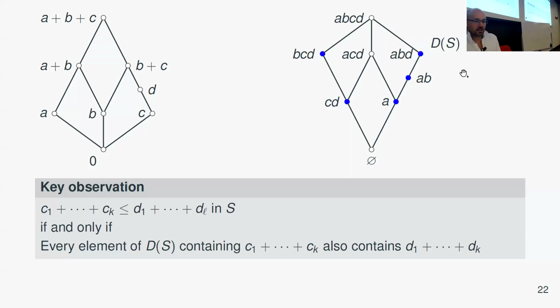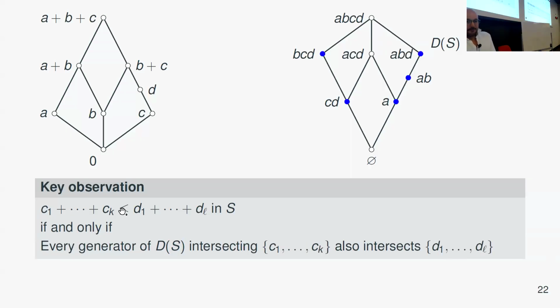So if I have an element on the left-hand side, all of the elements are sums of generators. If one sum is less than or equal to another on the left, that's the same as saying every element of the dual, the elements of the dual were prime filters, every prime filter containing this element also contained this one. That's all that means. And because we've managed to convert our things to sets, it suffices to look at just the generators. Every generator of the dual side that intersects non-trivially this set also intersects this one.